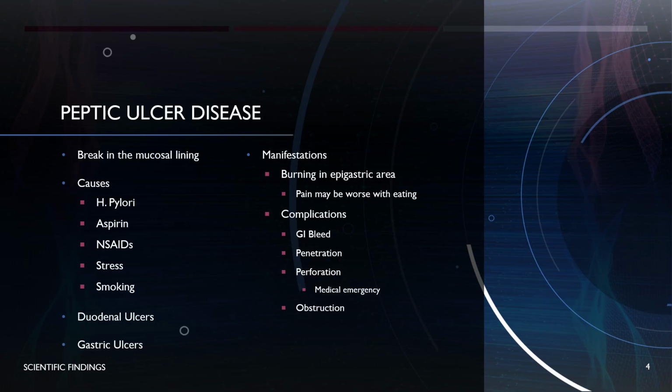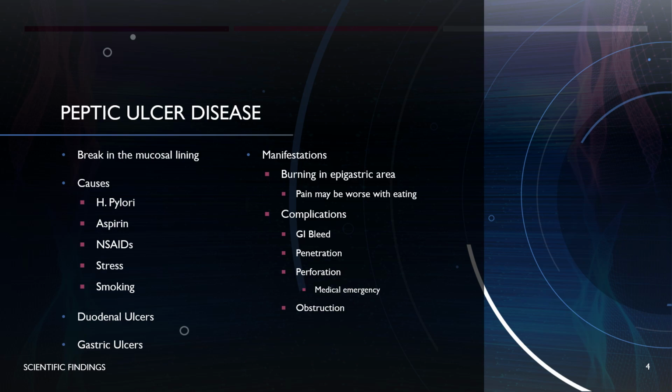Manifestations for these patients: they're going to have burning or pain in the epigastric area, so usually right above their stomach, right below their sternum. This pain is worse with eating sometimes, worse when they lay down.